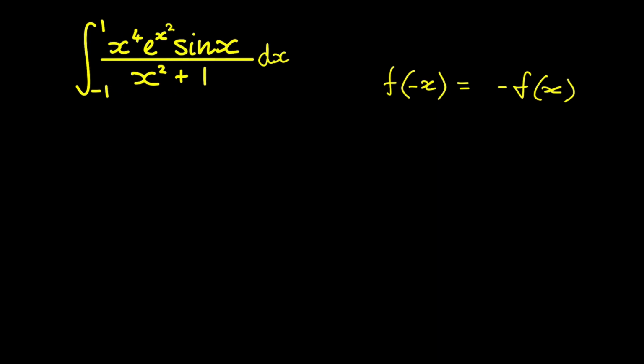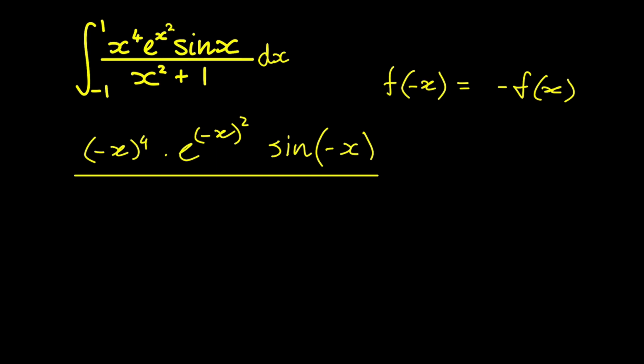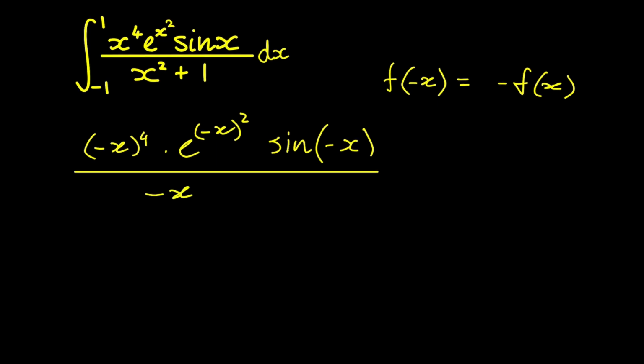Substituting in negative x into x to the power of 4 times e to the power of x squared times sine of x, all over x squared plus 1, we get negative x to the power of 4 times e to the power of negative x squared times sine of negative x, all over negative x squared plus 1. Okay, so what does this simplify to? Negative x to the power of 4 is raised to an even power, so this will become positive, and we'll simply get x to the power of 4.